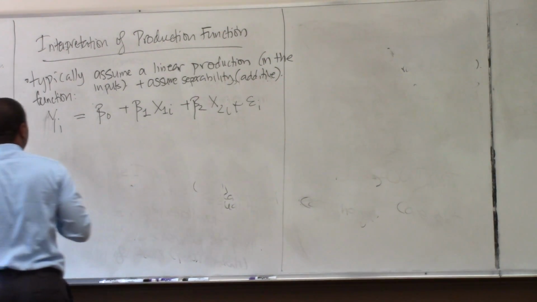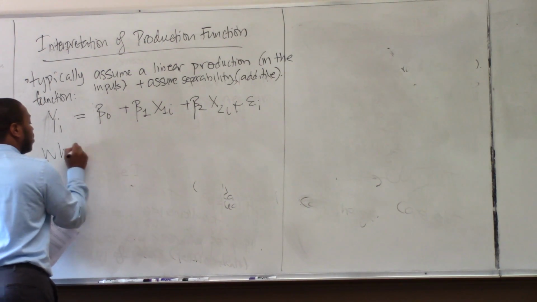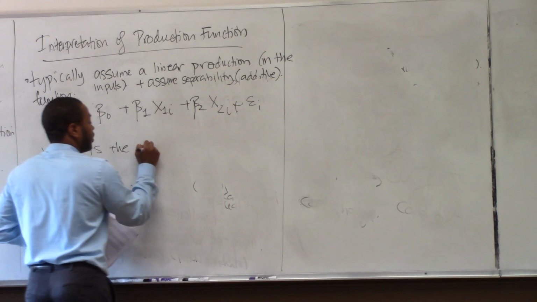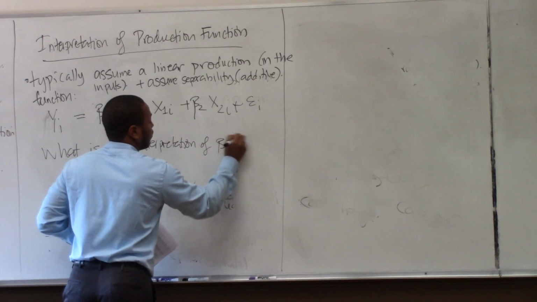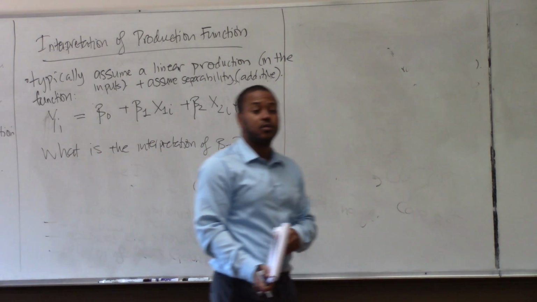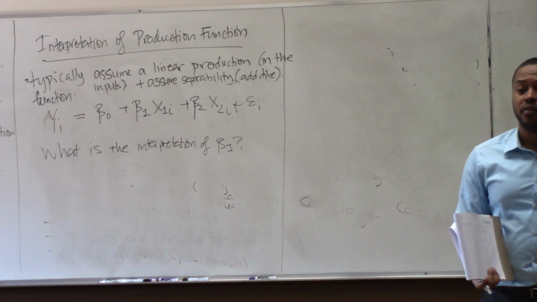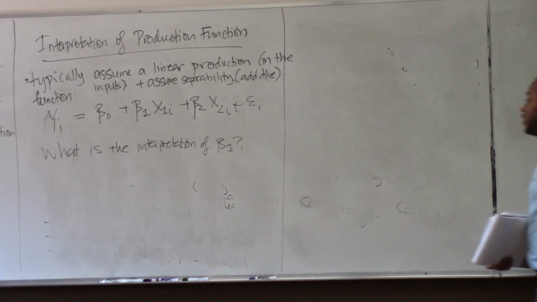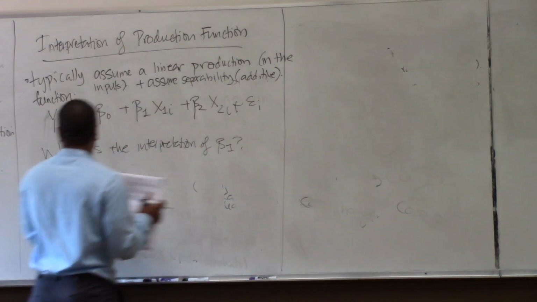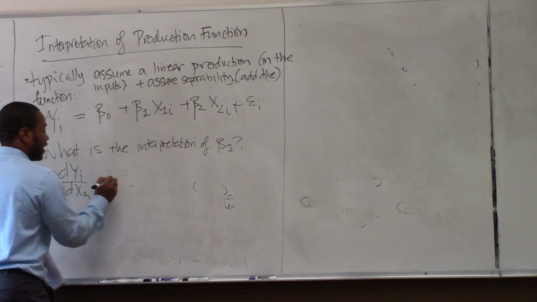Okay. Now, if we look at, so let me ask this question. What is the interpretation of beta 1? Who can tell me what the interpretation of beta 1 is? What is the interpretation of beta 1? So the percentage change in yi when x1i increases by 1. So what would we need? Now look, this x is linear. Okay, so let's go with that. Let's see. So if we do dy over dx1i, what is that equal to?